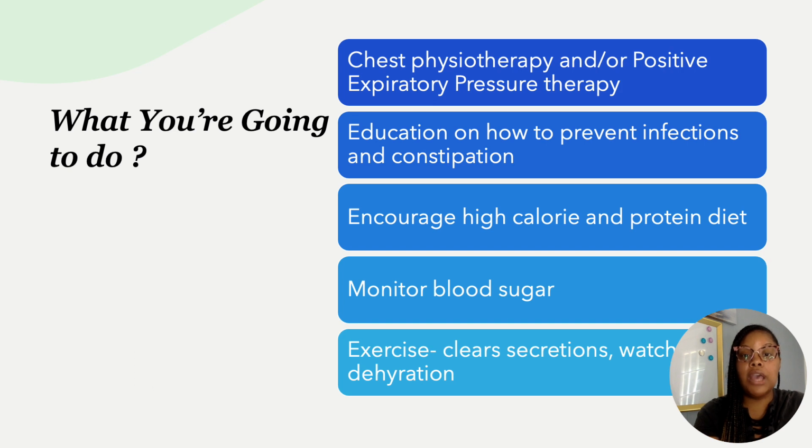Also, you want to prevent constipation, because we talked about the gut blockages, right? So we want to prevent constipation. We can prevent constipation by taking stool softeners, by increasing fiber in our diets, by exercising, by hydration. Those are things that you want to teach your patient. Also, encourage your high-calorie and protein diet. We talked about that enough. Also, you want to monitor their blood sugar, all right? So exercise can clear secretions, so exercise is good, but you want to watch out for dehydration.